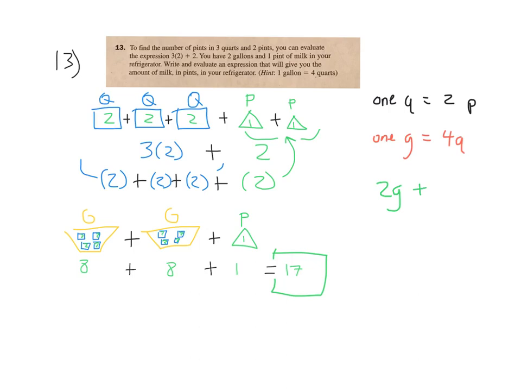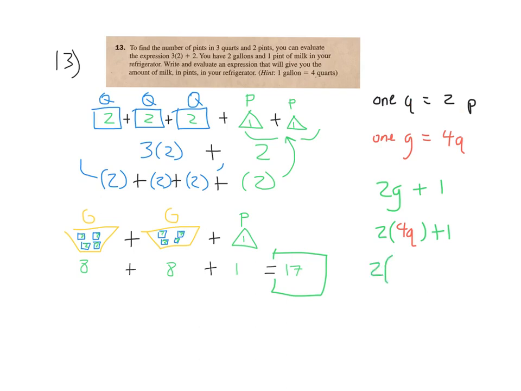plus 1, because that's 2 gallons plus 1 pint, and G is equal to 4Q. So that would be 2 times really 4Q plus 1. All right, so we replace this G with 4Q because 1G equals 4Q. And we know that 1Q is equal to 2 pints. So it's a little crazy.